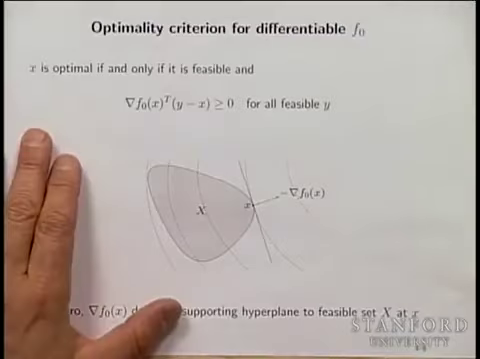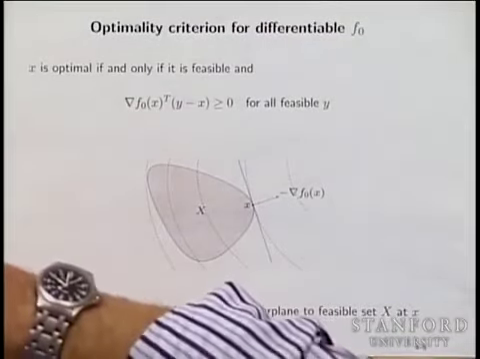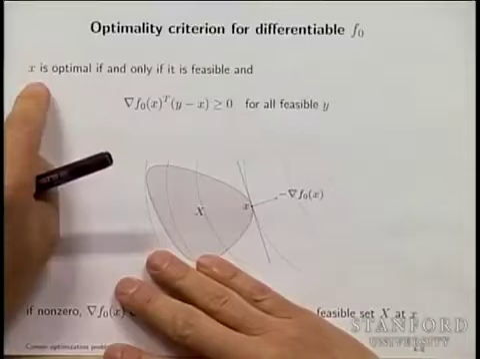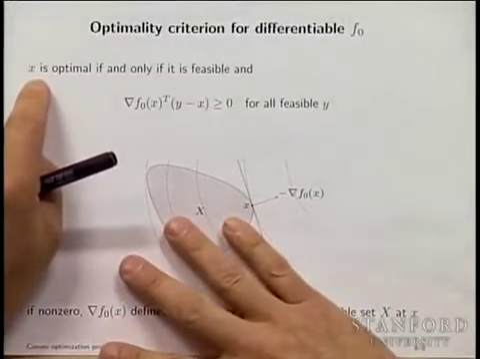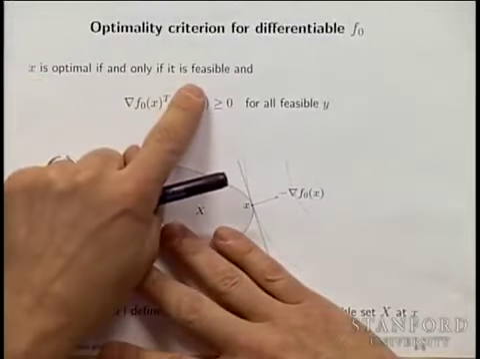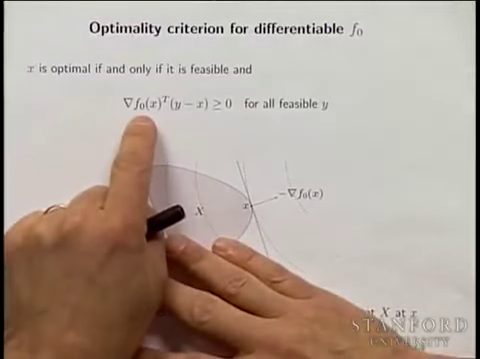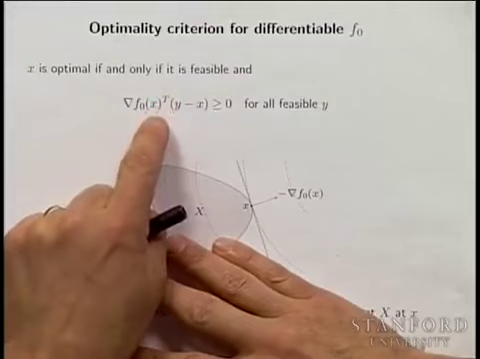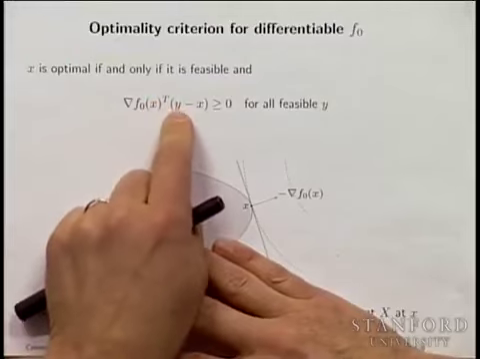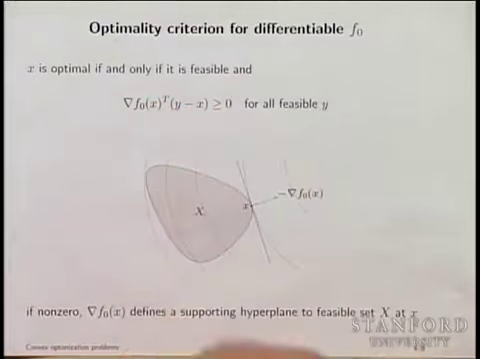Let's look at an optimality criterion. Again, it looks very simple. It's very geometric. And it's going to generalize what you've seen before, this idea of the gradient vanishing being the condition for optimality. So here it is. A point x is optimal, for a convex optimization problem, if and only if it's feasible and the following is true: the gradient of the objective evaluated at the point x, transpose times y minus x, is bigger than or equal to 0 for all feasible y.